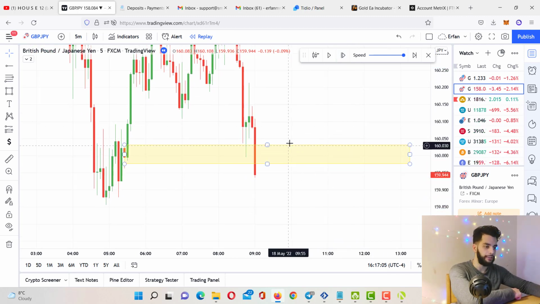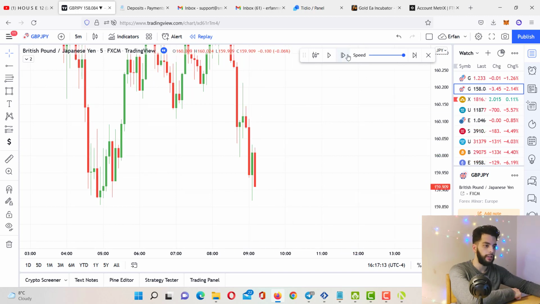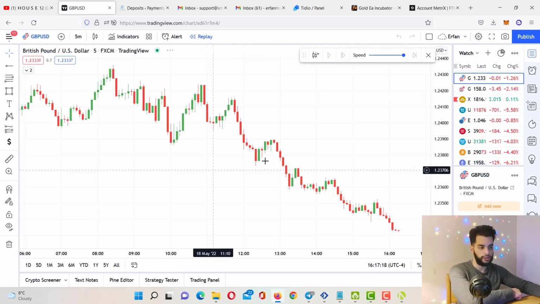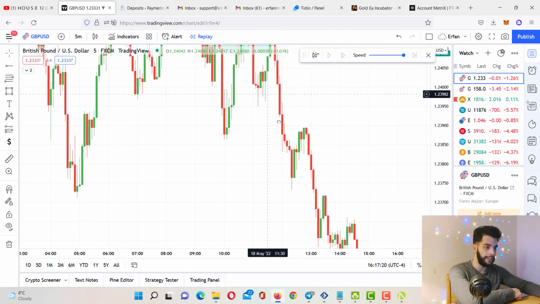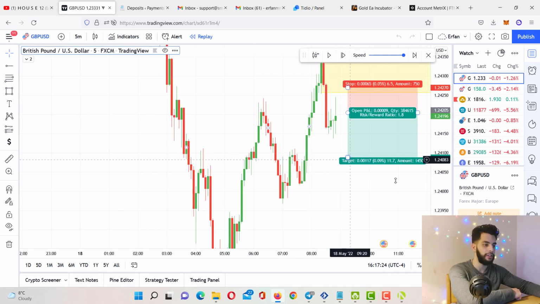Now I deleted everything. I noticed that we have this gap right here, and then the candle after that literally tapped, filled in everything, and boom, I took my entry and I had a profitable trade. So this was GBP yen, and this is GBP USD. It was a really cool one, and it's very, very easy, guys.